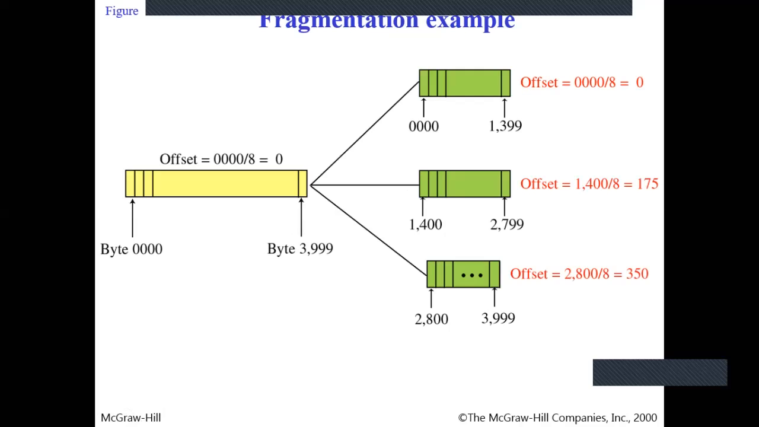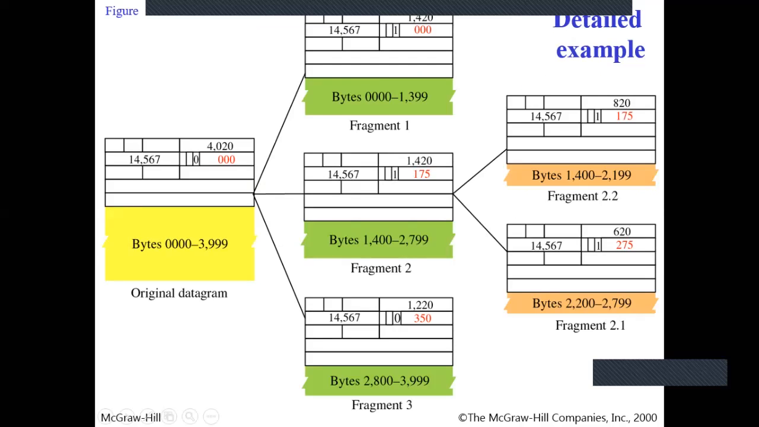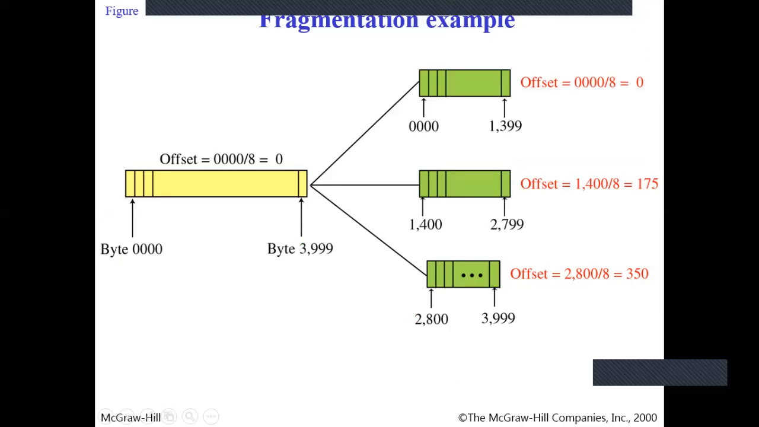Now, this is the example related to the fragmentation. See, this is the 4000 byte datagram, which is greater than 1500 bytes, which is the maximum transfer unit. Clear? So it should be fragmented. Okay, for this particular datagram we have three fragments.